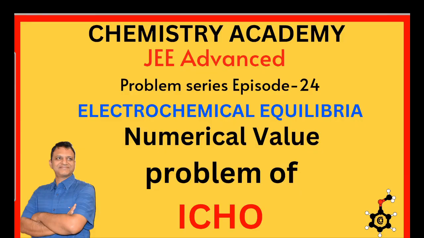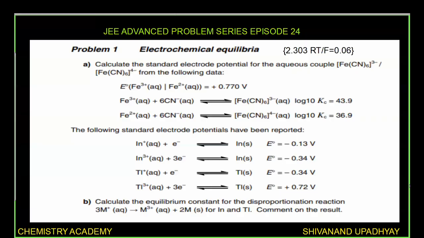So this is episode 24 of the JEE Advanced problem series, and this problem is based on electrochemical equilibria. This question can be framed as a numerical value problem, and it is taken from the preparatory problems of ICHO. I'm going to read out the problem first, and then you can pause the video and try to solve the question on your own.